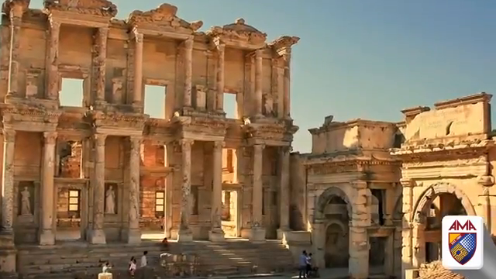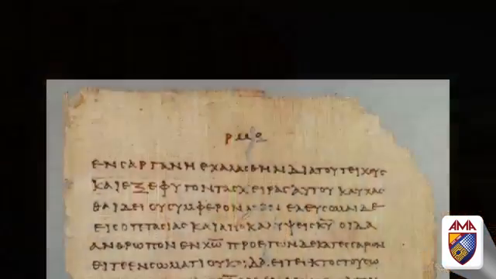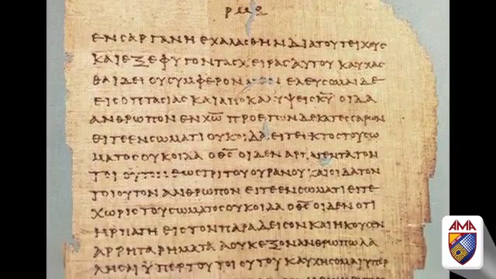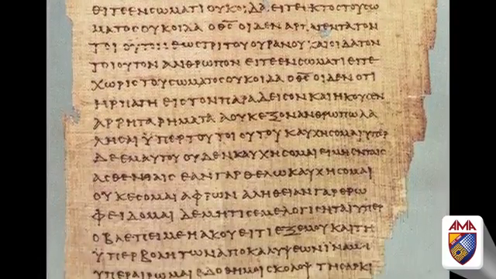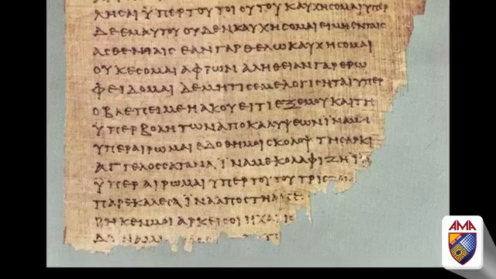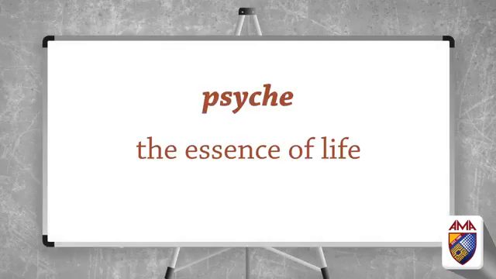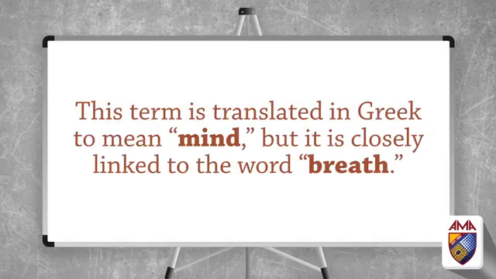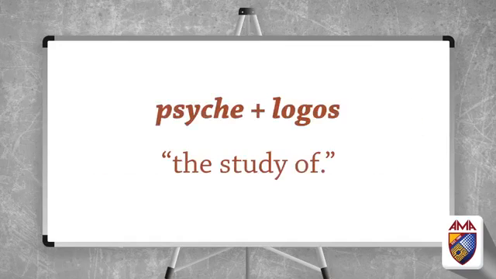The earliest origins of psychology are found in the writings of ancient Greek philosophers about the nature of human life, particularly in the work of Aristotle. He used the term psyche to refer to the essence of life. This term is translated in Greek to mean mind, but it is closely linked to the word breath. The term psychology comes from Aristotle's word psyche plus the Greek word logos, which means the study of.